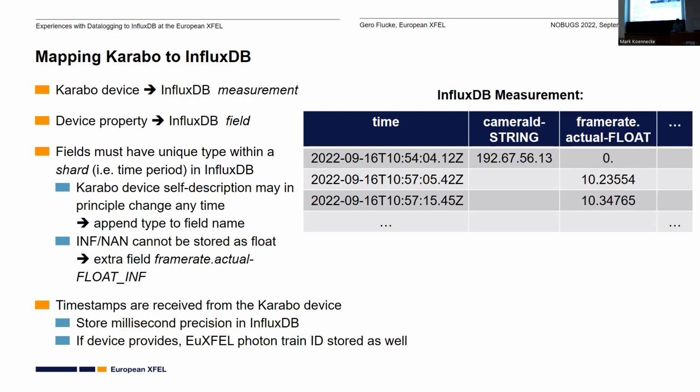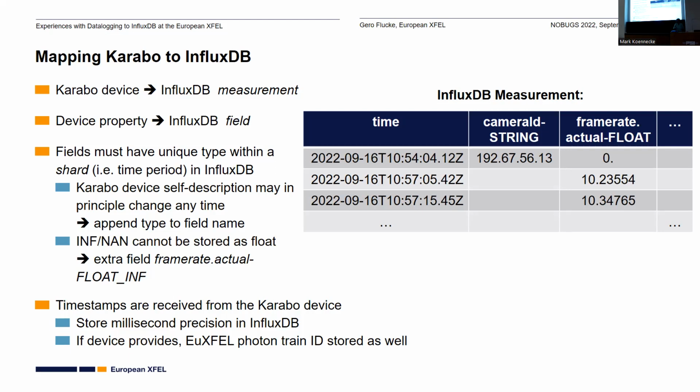There's one subtlety. The fields within a measurement must have a unique type within a shard of the database. It's a time period; the database puts data into it like a basket. Data here and future data will be somewhere else. And within such a shard, the type has to be the same for each field.